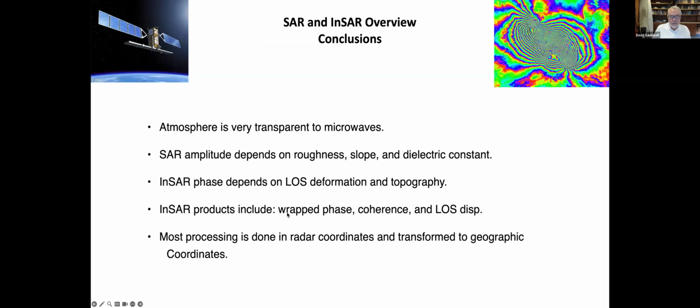InSAR products include wrapped phase, coherence, and line of sight displacement. That's after you unwrap the phase, you can make line of sight displacement. Phase unwrapping, we'll talk a lot about that because it's a challenge and almost an art form, but it's really important. And most processing is done in radar coordinates and then transformed at the end to geographic coordinates. But again, as I said before, that may be the old-fashioned way of doing it. With NISAR, we may go to geocoded SLCs.